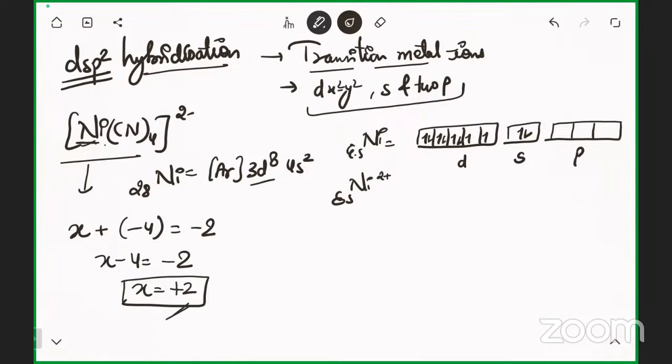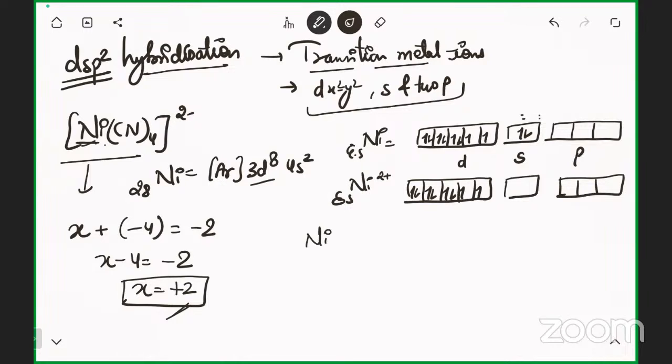So +2 means just remove the outermost 2 electrons. So these outermost 2 electrons are gone. So we have d orbital in which 1, 2, 3, 4, 5, 6, 7, and 8 electrons are present. And s is empty now, and p is also empty.